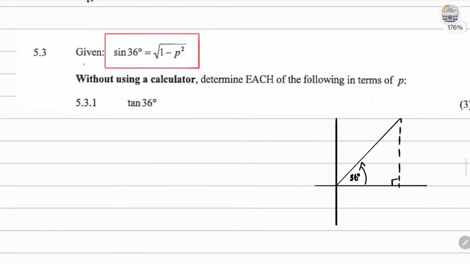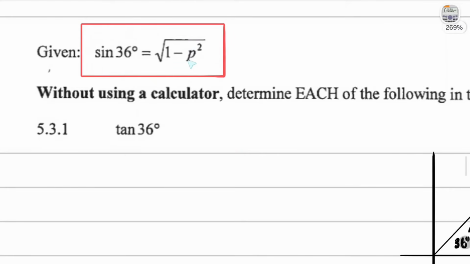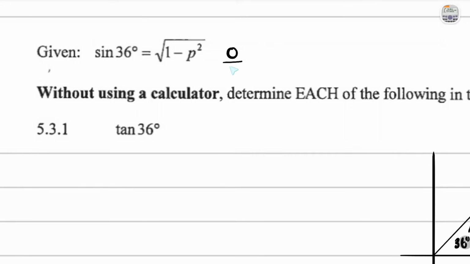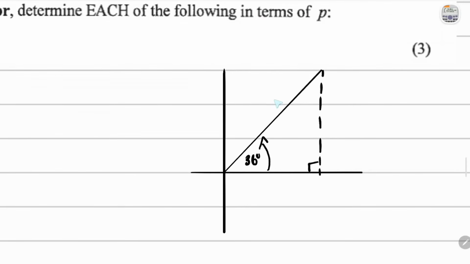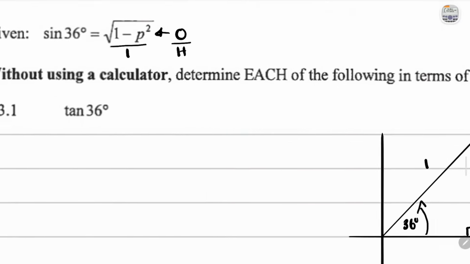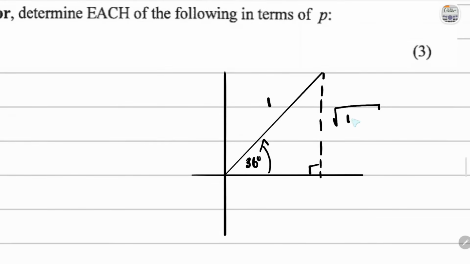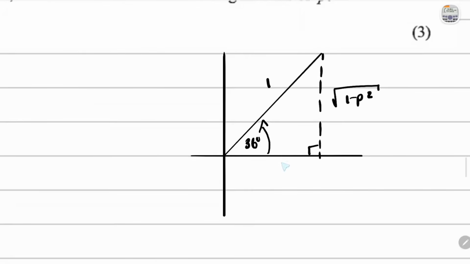And what they're telling us is that sine 36 degrees is equal to this value. Now remember that sine is opposite over hypotenuse. So this is the opposite side and the hypotenuse is the denominator here, which is an invisible 1 that we have. So the hypotenuse is 1 unit and the opposite side is the square root of 1 minus p squared. Okay, so we just need to find the adjacent side.